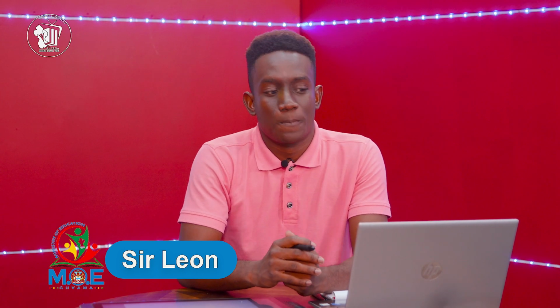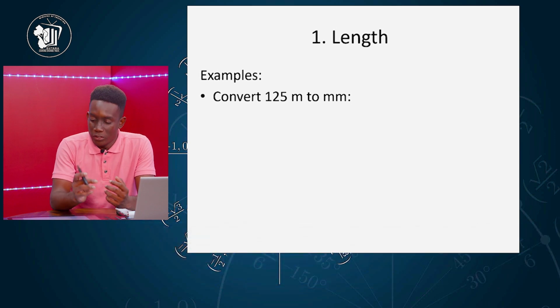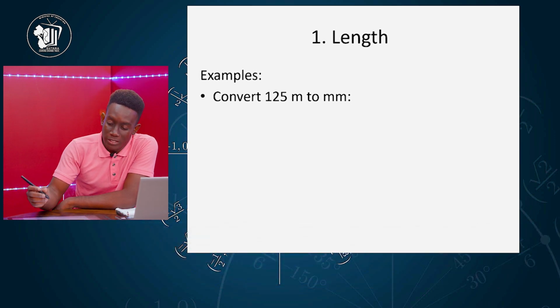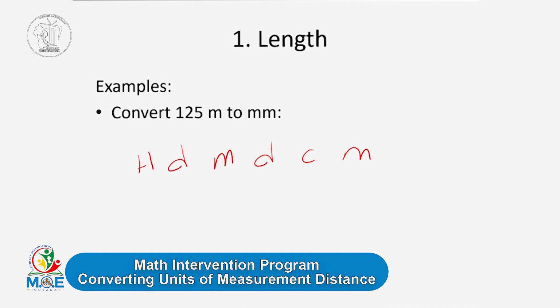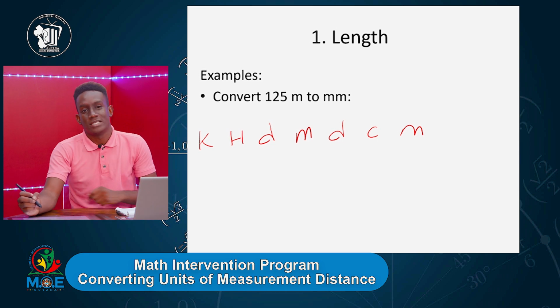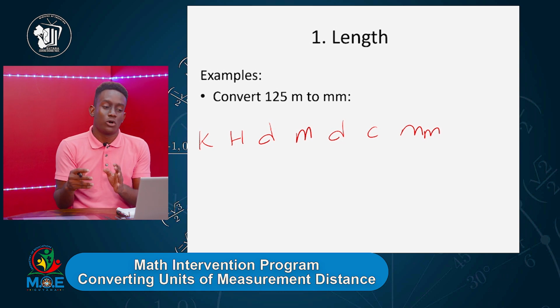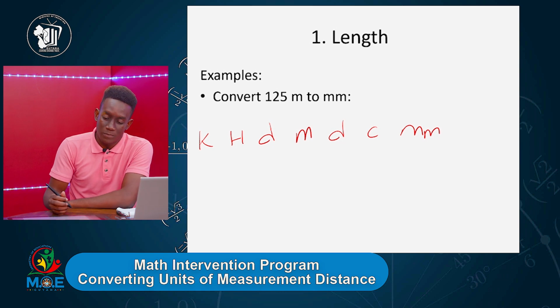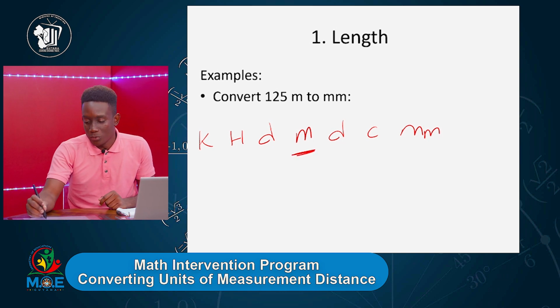So let's look at the first example. The first example says convert 125 meters to millimeters. So the first thing we want to do, we want to write down the mnemonic that we just learned, which is many Chinese dance, many days Hong Kong. So we want to put in the extra M for millimeters, just so that we don't confuse the millimeters with the meters. So we see we are converting from meters and we want to go to millimeters.